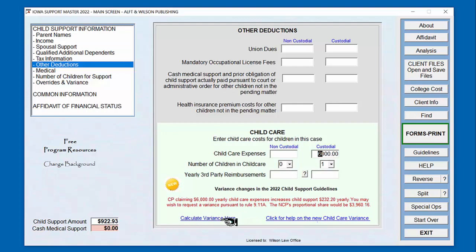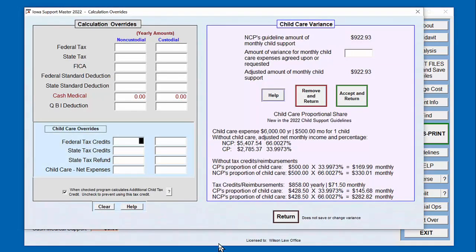So you click on this button, calculate the variance. The Child Care Variance screen appears. Remember I said, if you're asking for a variance, you're not allowed to deduct the child care expenses to arrive at net income. That's what determines proportional shares. But when you take that out, you also lose the tax credits and reimbursements in the tax calculations. So you know if custodial parent has $6,000 of child care expenses for the year, they're going to file their tax return and claim that.